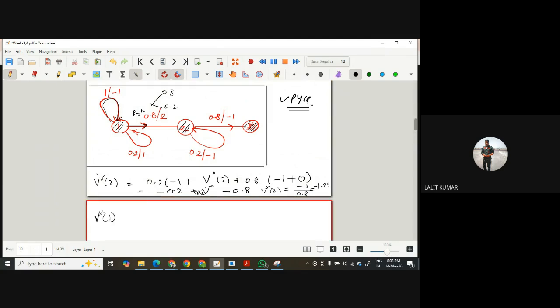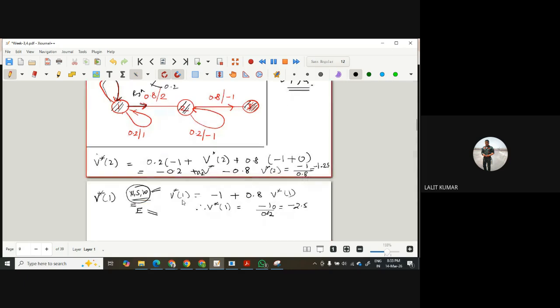Okay. Now, here in the next, V star of 1, we have to remember that there are two actions, either north, south, west, which is one action, and the second action is east. So I find the maximum value function. For that, I will consider V star of 1. Let's consider the first function. V star of 1 will become minus 1 plus 0.8 into V star of 1. Therefore, V star of 1 will become minus 1 over 0.2, which is minus 2.5.